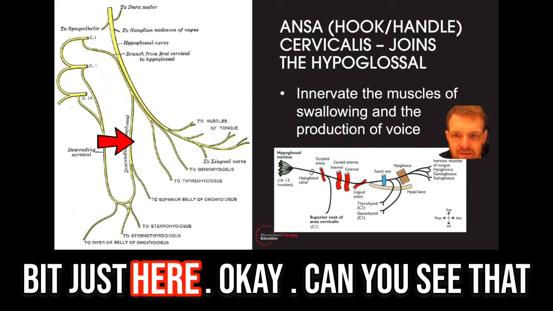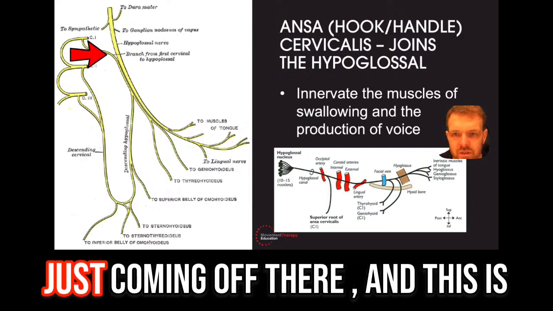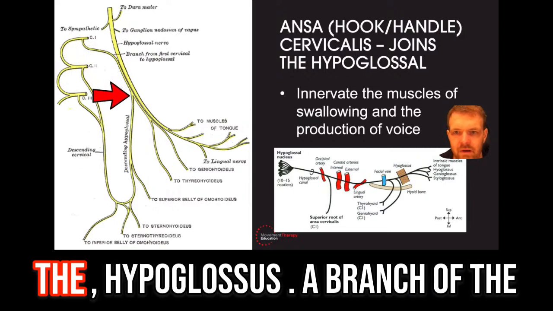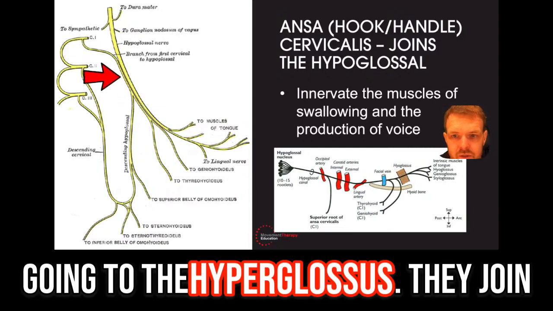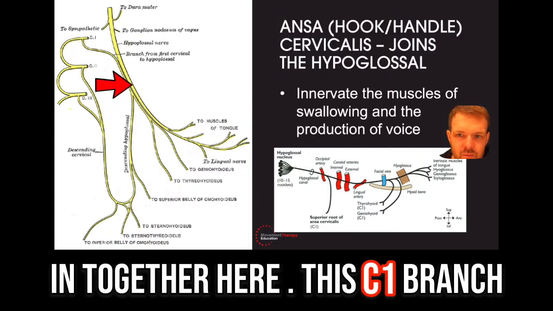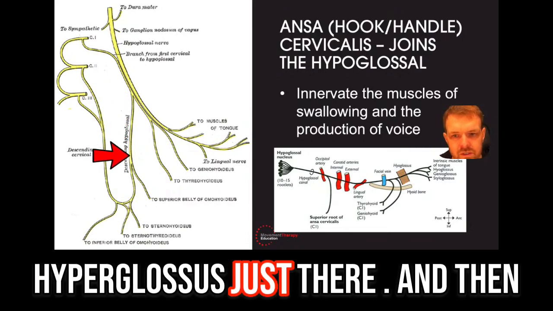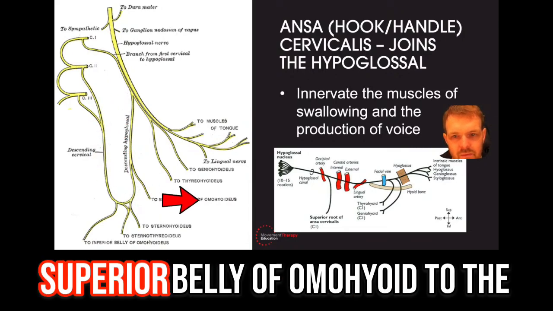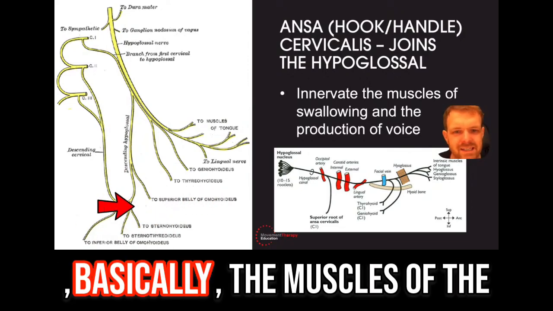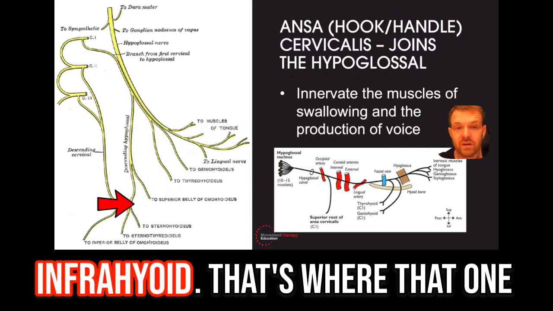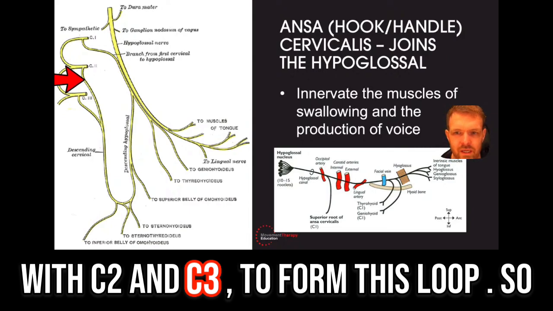It's this bit just here. Can you see that loop just there? So we've got C1 coming off there, and this is a branch of the hypoglossal, going to the hypoglossal. They join together here. This C1 branch comes down, and then there's the descending part of the hypoglossal just there, and then you can see where it's going: the superior belly of omohyoid to the sternohyoid, basically the muscles of the infrahyoids. That's where that one goes, and you can see it joins in here with C2 and C3 to form this loop.